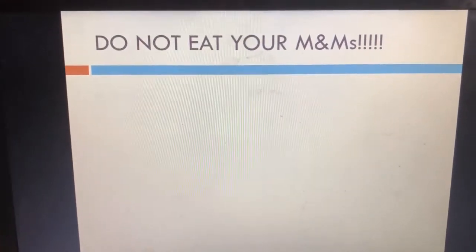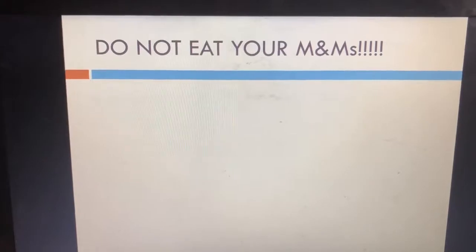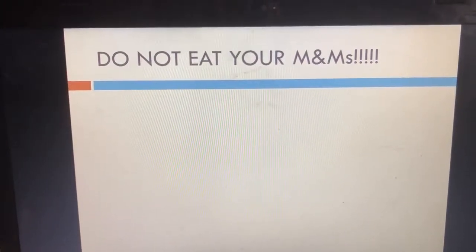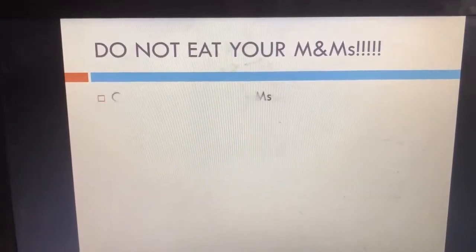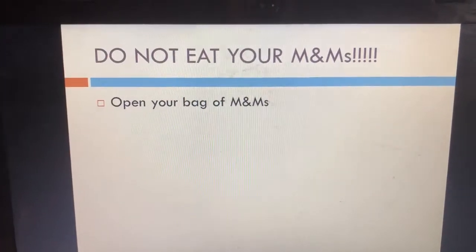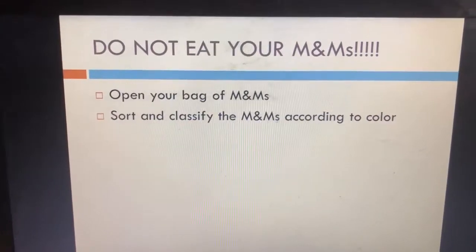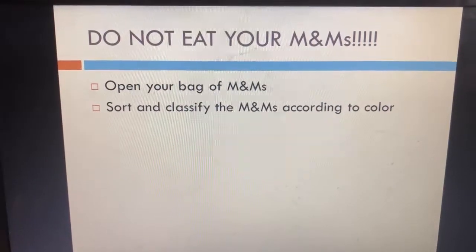Okay, so now we are getting to the fun part, and remember, do not eat your M&Ms until after the whole project is over with. Okay, now you can open your bag of M&Ms and you can begin to sort and classify your M&Ms according to color.